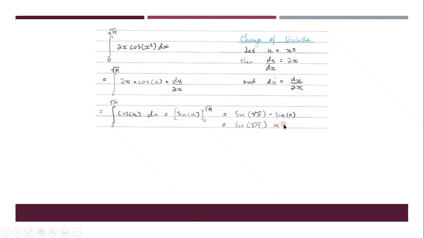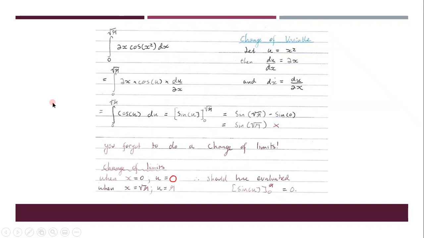And I actually got this one wrong. So what do you think? What do you think went wrong here? Have a think. What step did I miss with a definite integral? Because the last one didn't have limits. This one does have limits. So I forgot to do a change of limits.